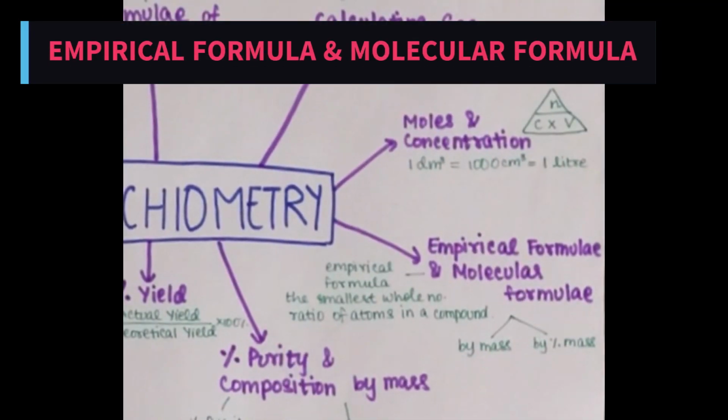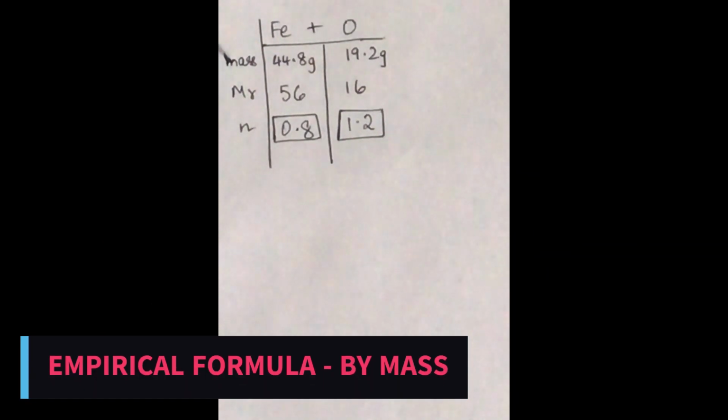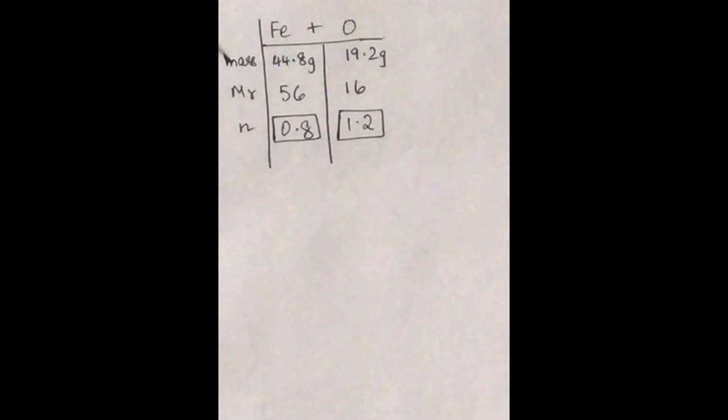Next up is empirical formula and molecular formula. Now what's the difference between the two? Empirical formula is the smallest whole number ratio of atoms in a compound, whereas molecular formula tells you the actual number of atoms of each element in a single molecule. So now we can calculate the empirical formula in 2 ways, either by mass or by percentage mass, and we'll be seeing questions for the same. Here's a sample question where we are using mass.